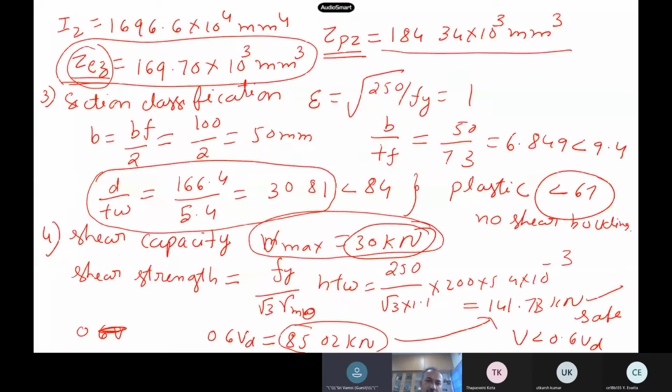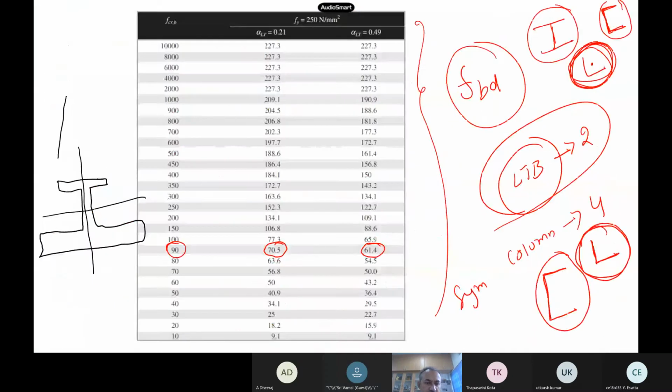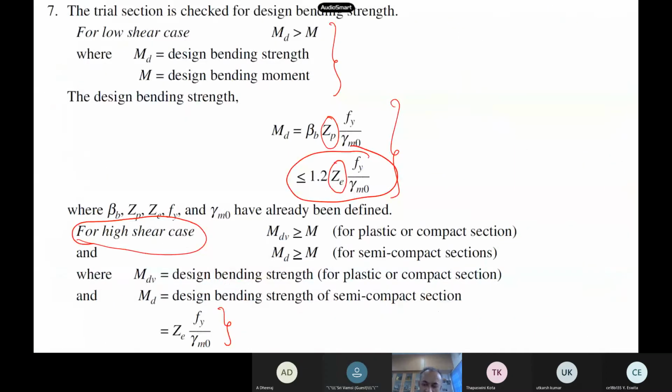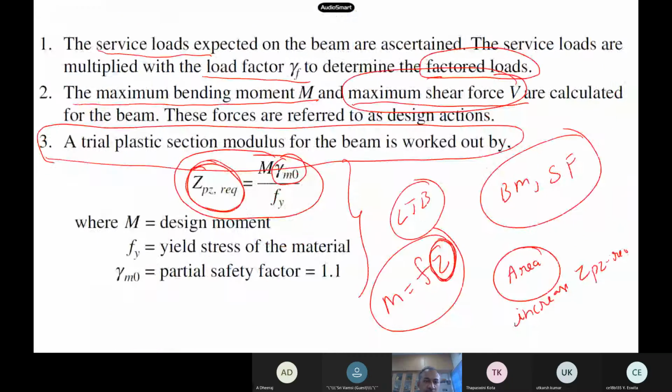So last class, we started, even in the previous class itself, how to design the beams. And last class, I told you the steps involved, okay? Like you see, service load, you find out the maximum bending moment, draw the shear force diagrams, and take the maximum values. Then you have to do a trial section modulus. So this is the most important design variable, that is the plastic section modulus, okay?